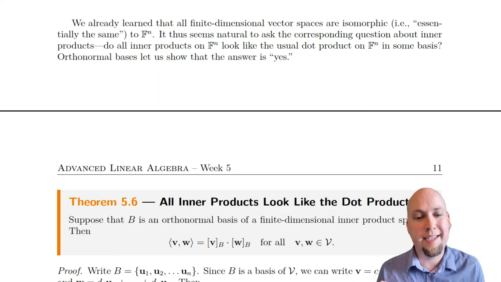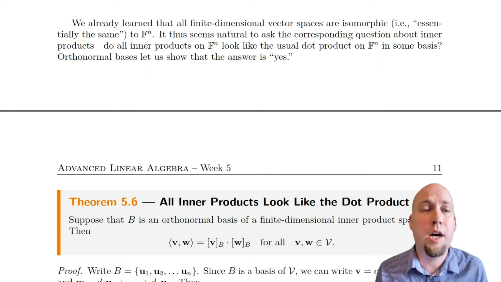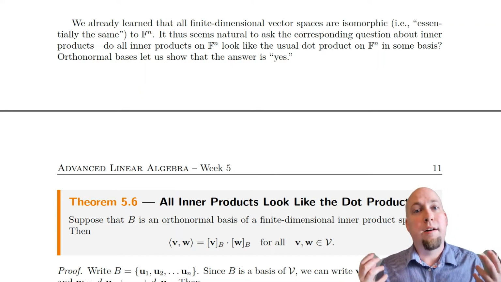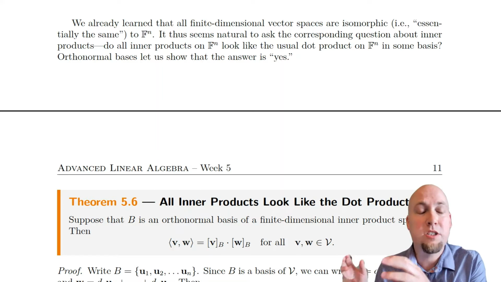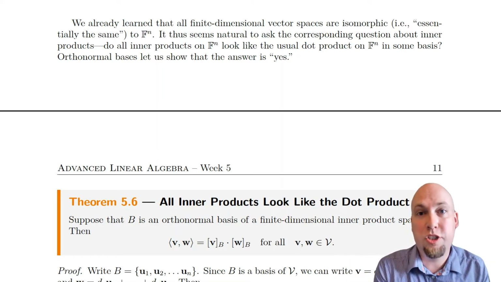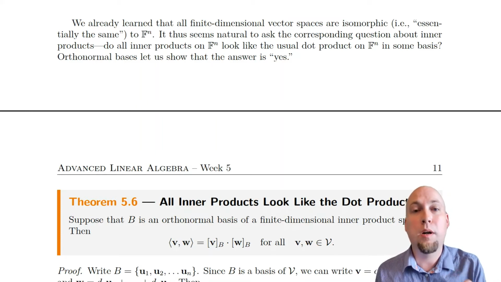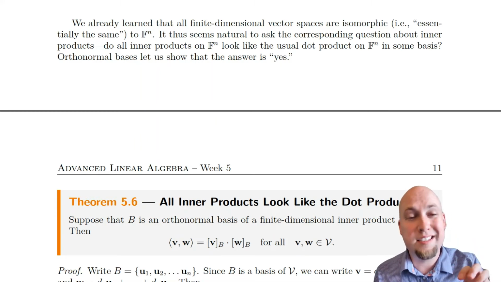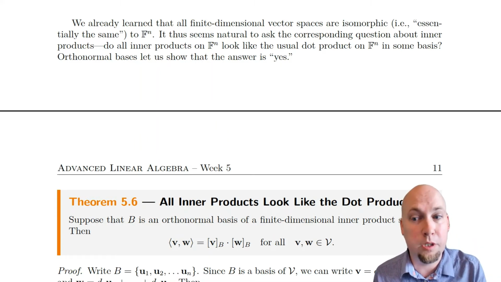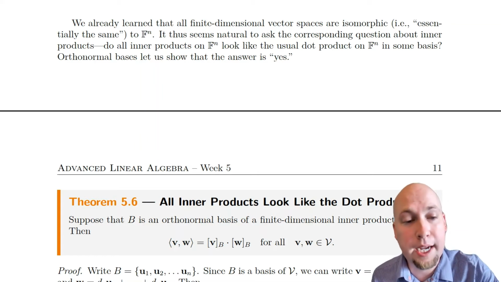We're going to show that, yes, inner products are more general than the dot product, but in a sense they're kind of not, because for any inner product on a finite dimensional vector space, you can make it look like the dot product just by choosing the basis of your vector space appropriately. And this is where orthonormal bases are going to come into play. We're going to see that you have to choose your basis to be orthonormal for this to be true. Okay, so let's dive right in. Let's see how this works.